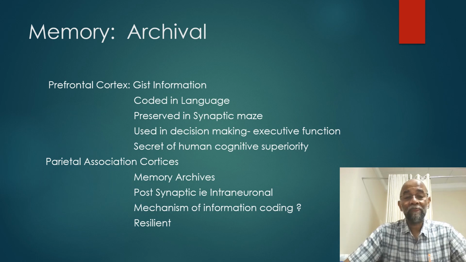Parietal cortex, parietal association cortex, receives detailed memory engrams. These are archived post-neuronal, that is, they pass from the synaptic maze and into neurons. Now, how is information preserved inside a neuron? By chemical bonds, by peptide linkages, not yet clear. But this is likely to be chemical or by peptide sequences because this information is resilient.